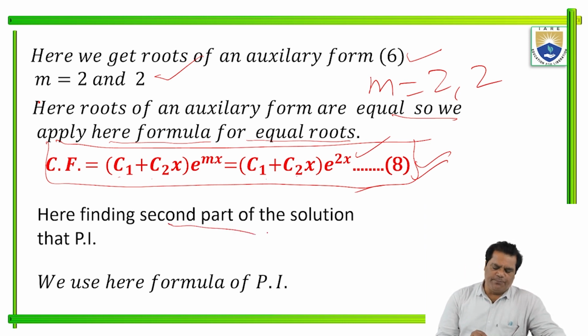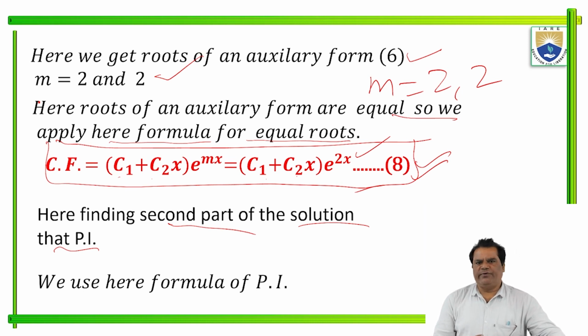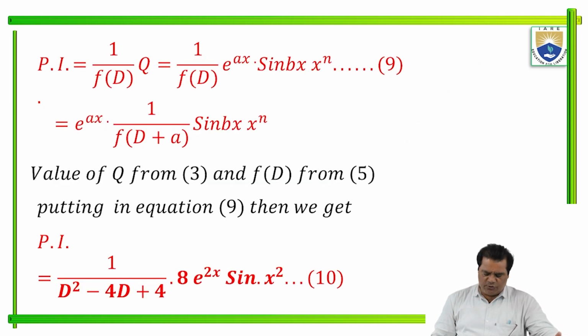Now finding the second part of the solution, that is PI. The first part is complete, that is the complementary function. Now finding the second part. Which formula do we use here for the particular integral? That is the basic, general formula we apply here to find PI. So PI equal to 1 upon F(D) into Q. F(D) is the function of D, which is given in our differential equation.